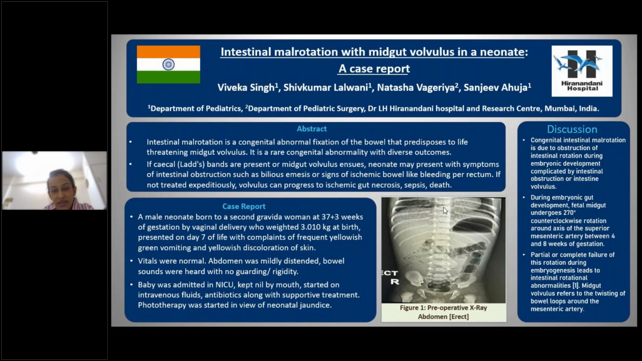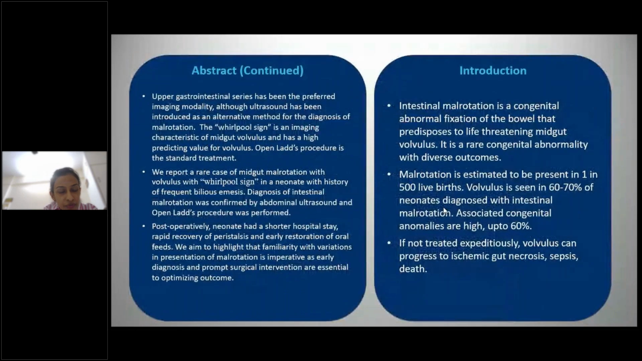So moving on to the second slide. It's a continuation of abstract here. So upper GI series has been the preferred imaging modality, although ultrasound has been introduced as an alternative method for the diagnosis of malrotation. It has proven to be more accurate these days. The whirlpool sign is an imaging characteristic of midgut volvulus and has a high predictive value for volvulus. Open Ladd's procedure is a standard treatment.